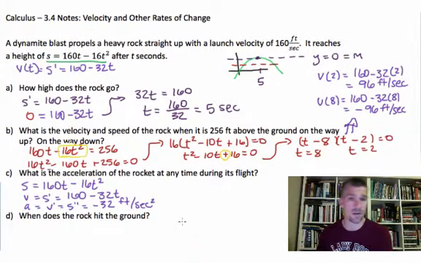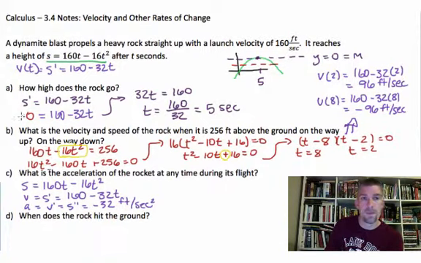So when does the rock hit the ground? Well, that's a really good question. The rock hits the ground at the two places that it crosses the x-axis. So we're back to that original function then. We just need to set 160t minus 16t squared equal to 0. So what I want to know is where my position is equal to 0, because that's where we're hitting the ground.